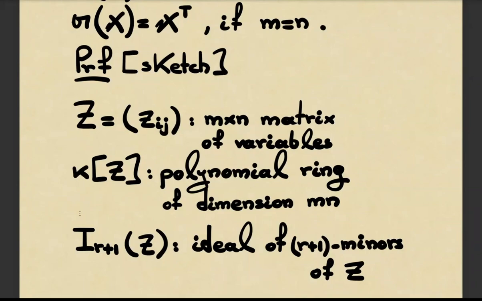Inside there, let us consider the ideal generated by all r+1 by r+1 determinants of Z. So what is the ideal? It is the set of all linear combinations of the r+1 by r+1 determinants of this matrix of variables, but now the coefficients are arbitrary polynomials in the variables Z. So the set of all such polynomials forms something that is called an ideal. Let's consider this ideal.